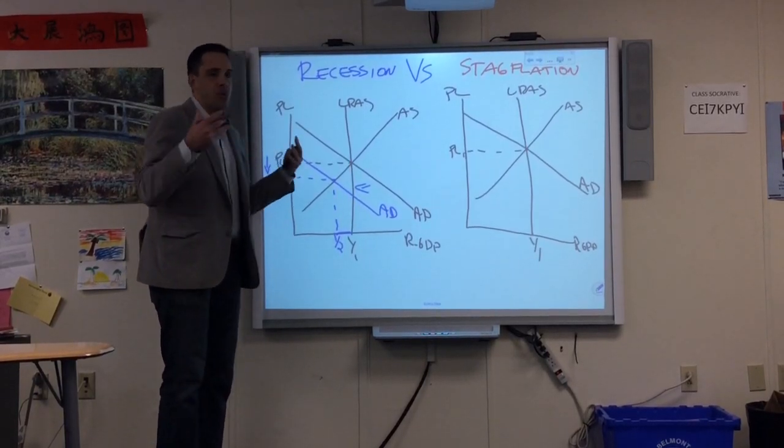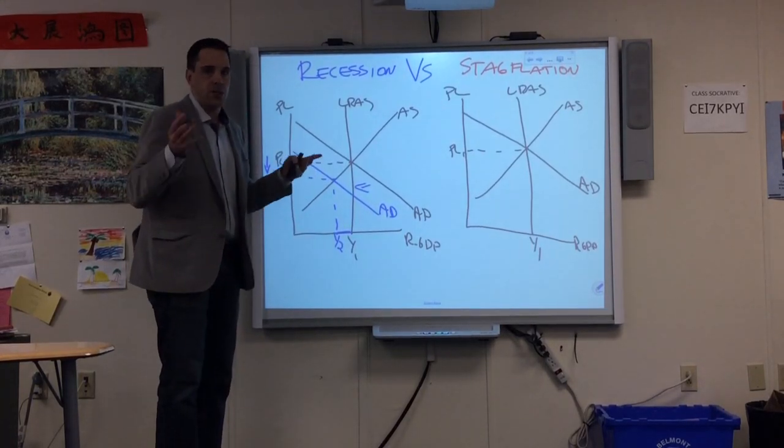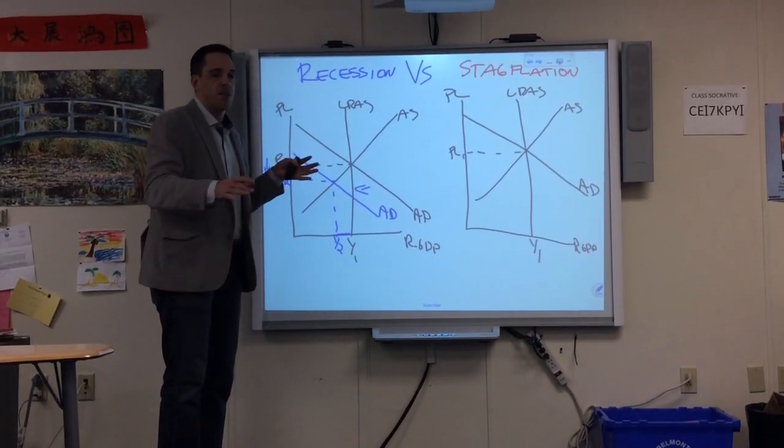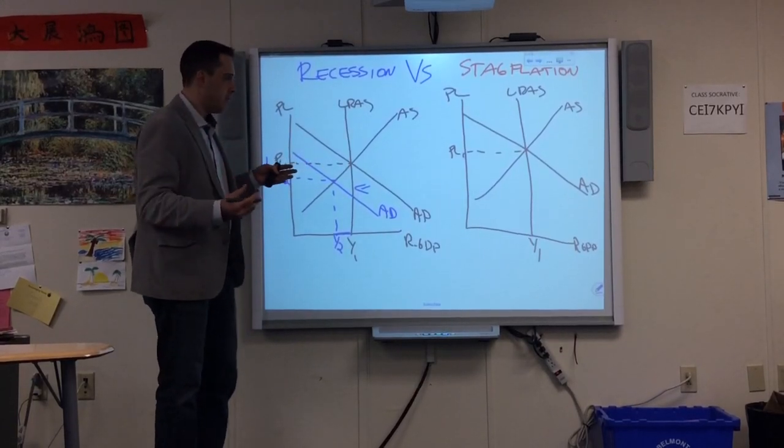And as people stop buying goods and services, businesses have to let go more and more workers, sticky wage, and because of that, more people stop spending money, and then it's a downward spiral.